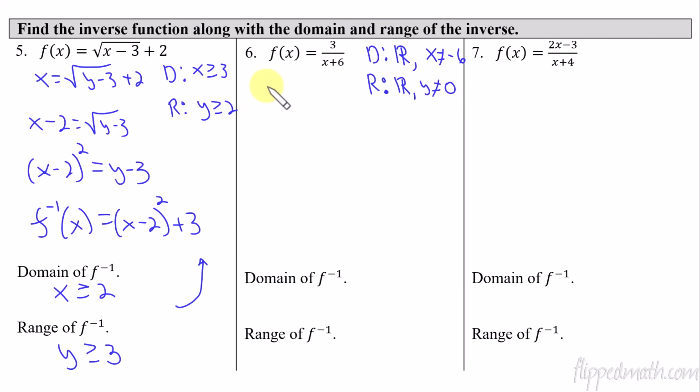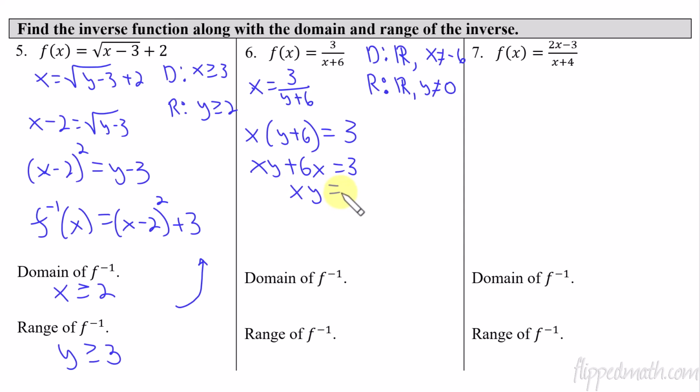All right, swap things and solve. x equals 3 over y plus 6. Multiply both sides by this denominator, y plus 6, and you get x times y plus 6 equals 3. Then distribute the x. xy plus 6x equals 3. And then we're just trying to solve for y. So let's get rid of the 6x here. Subtract it to the other side. And then we divide both sides by x.